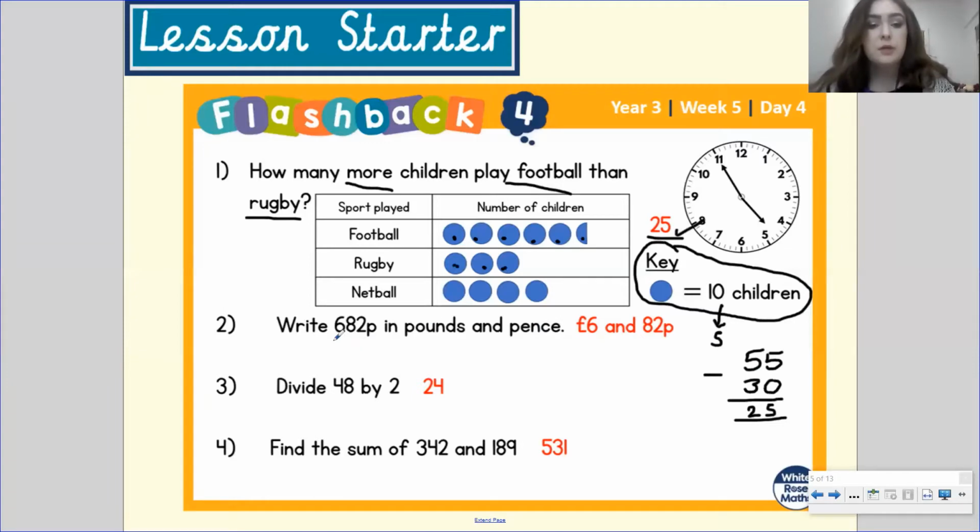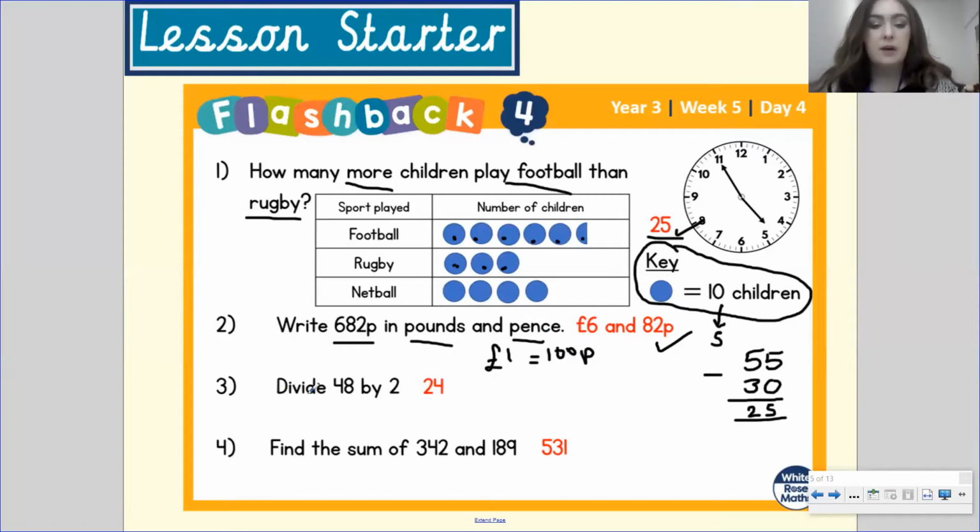Question number 2. Write 682 pence in pounds and pence. Now you need to use your knowledge here of knowing that £1 is the same as 100 pence. So your answer should be £6.82. Give yourself a tick if you got that correct.